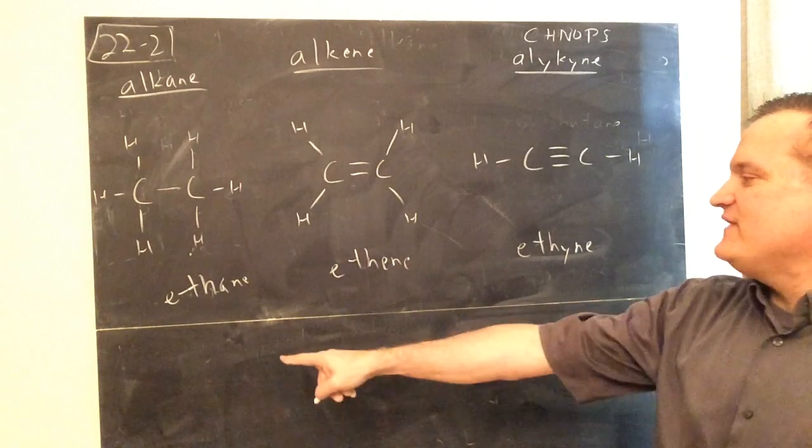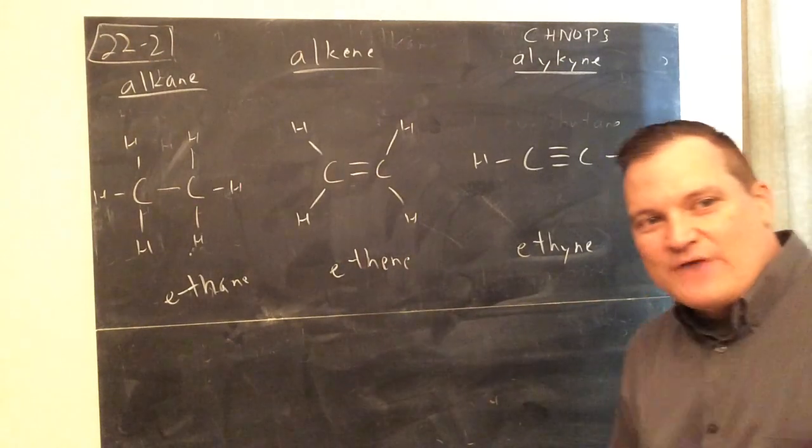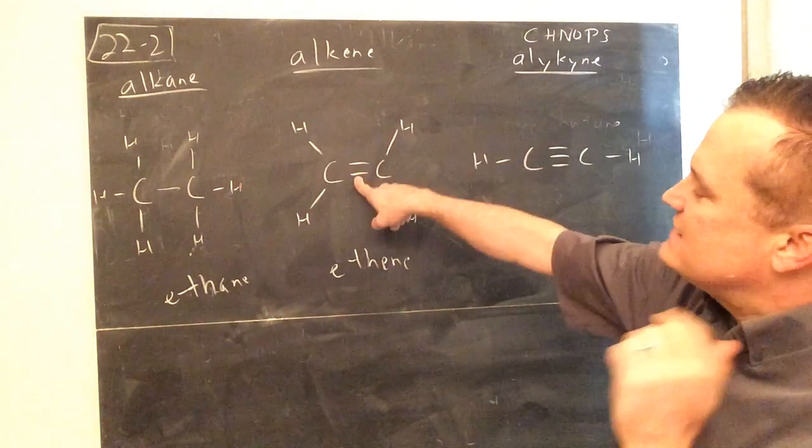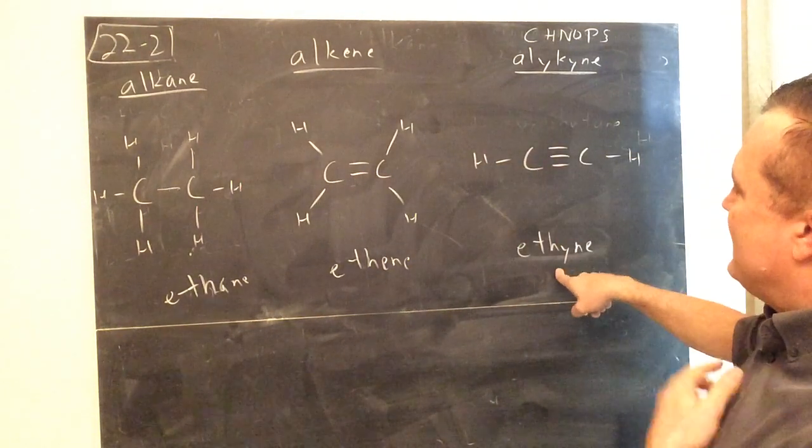Ethane, ethene, ethine. A double bond is ethene. A triple bond is ethine. Right there.